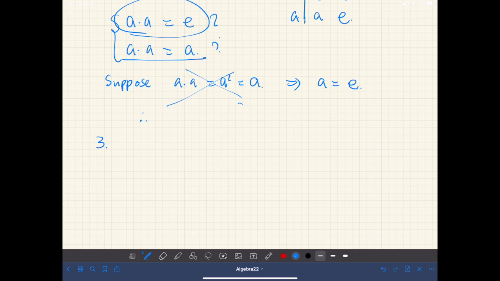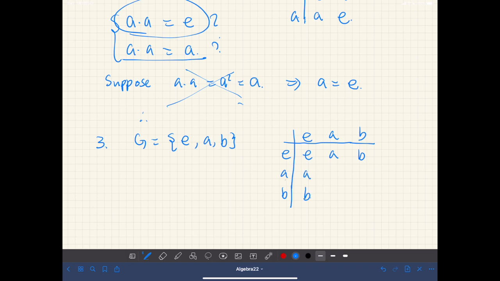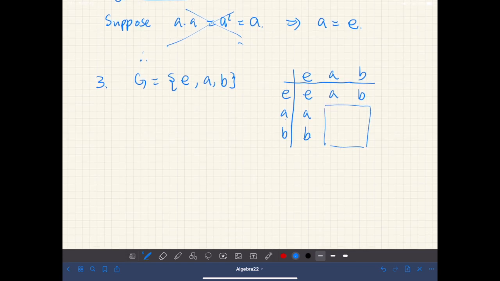Next, consider a group of three elements. Let's say E and A and B. Okay, let's try to build the Cayley table. E, A, B, E, A, B. So E times E is E, E times A is A, E times B is B by the definition of the identity element. And A times E is A, B times E is B. So we have these four elements still blank.